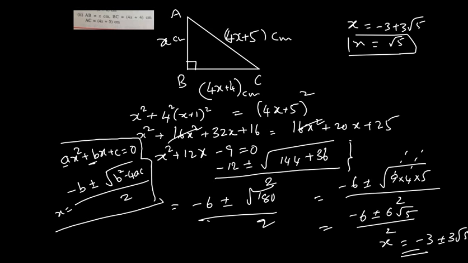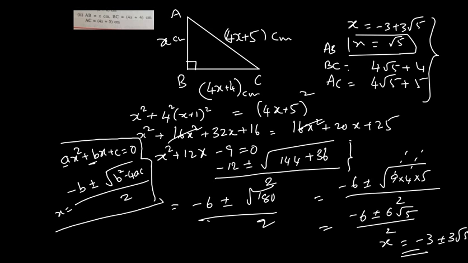So this is the AB value, BC. I have to check the answers in the textbook. Let's see what they do. Okay, it's 4 root 5 plus 4, and AC is 4 root 5 plus 5. If these are not the answers, somewhere we have done something wrong. Can you check the back of the textbook? The second one: AB is equal to 9, BC is equal to 40, AC is equal to 41. So x equal to 9.